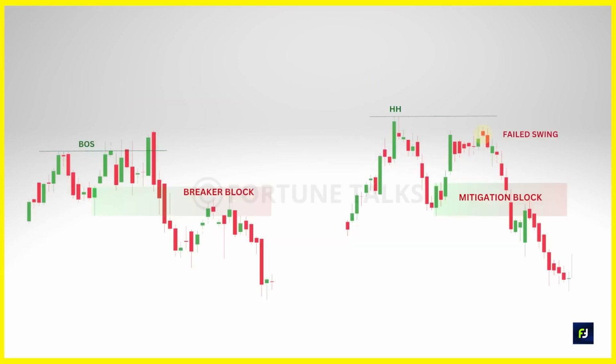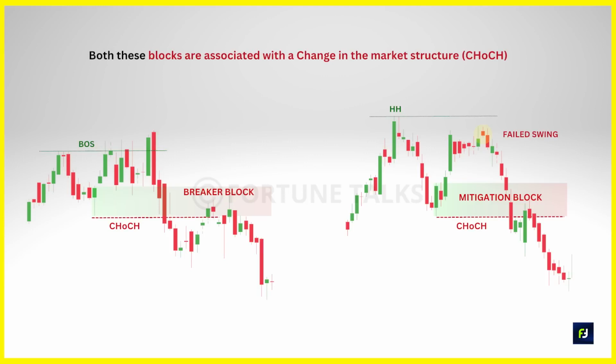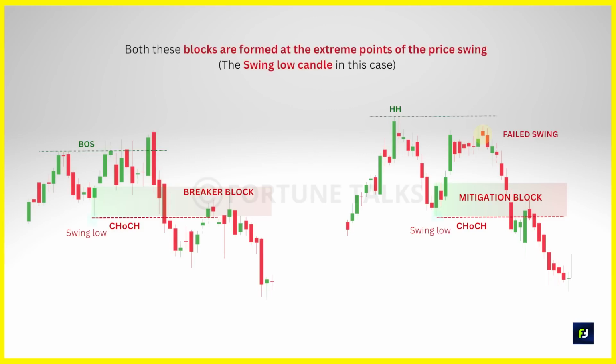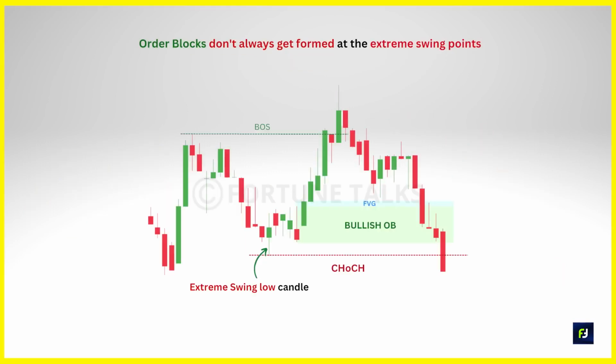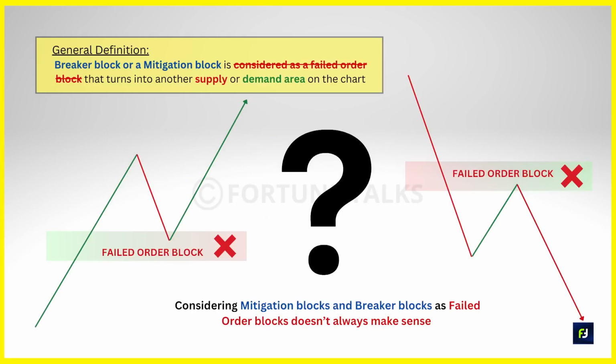Now look at these two figures where I have marked a breaker block and a mitigation block. One thing that catches the eye is that both these figures are associated with a change in the market structure or simply a change of character. Another important observation is that both these blocks are formed at the extreme points of the price swing. So calling it a failed order block doesn't actually do justice for order blocks because order blocks don't always get formed at the extreme swing points. This is why I don't want to involve order blocks when it comes to breaker blocks and mitigation blocks.